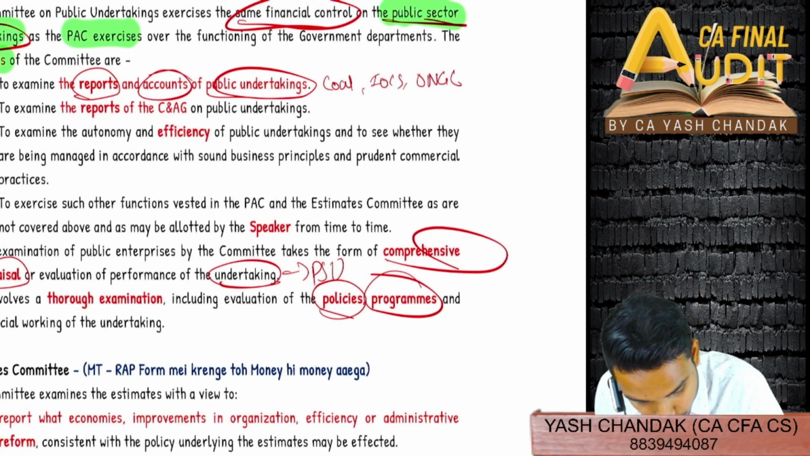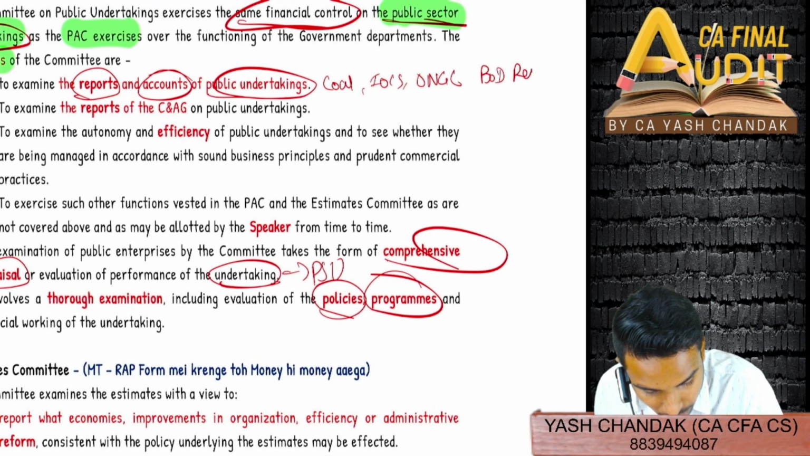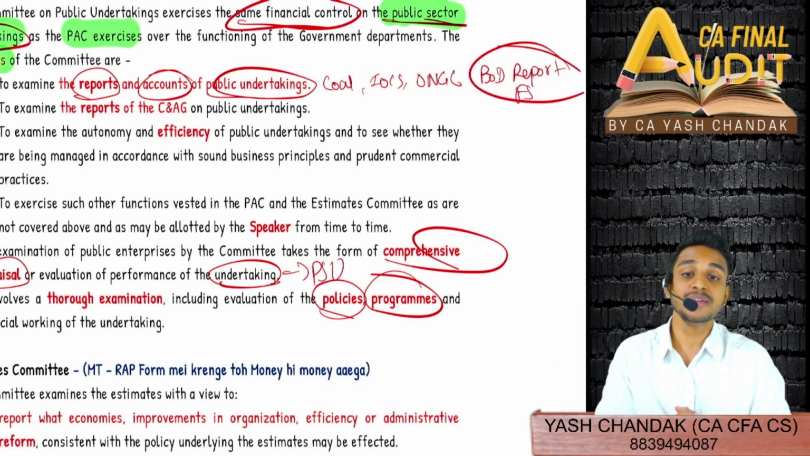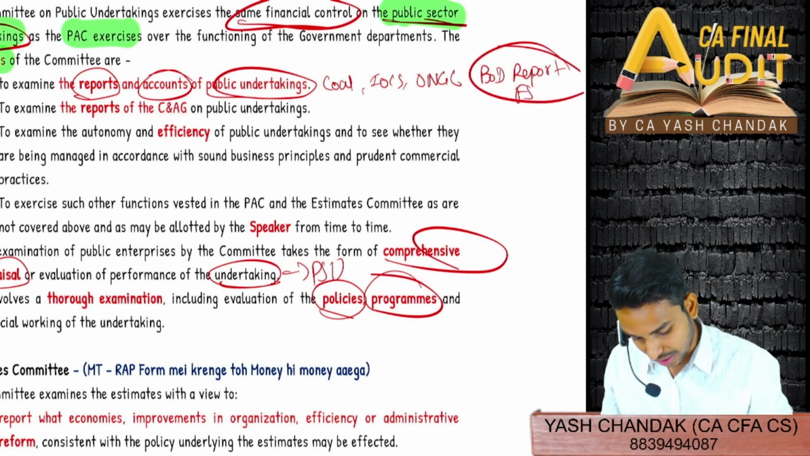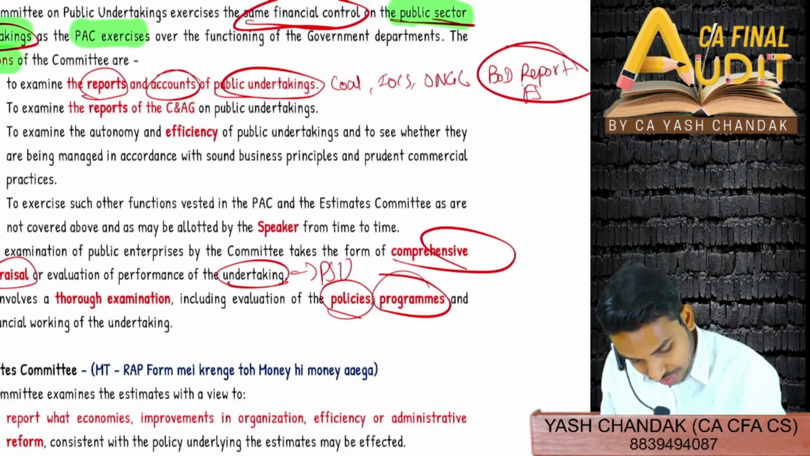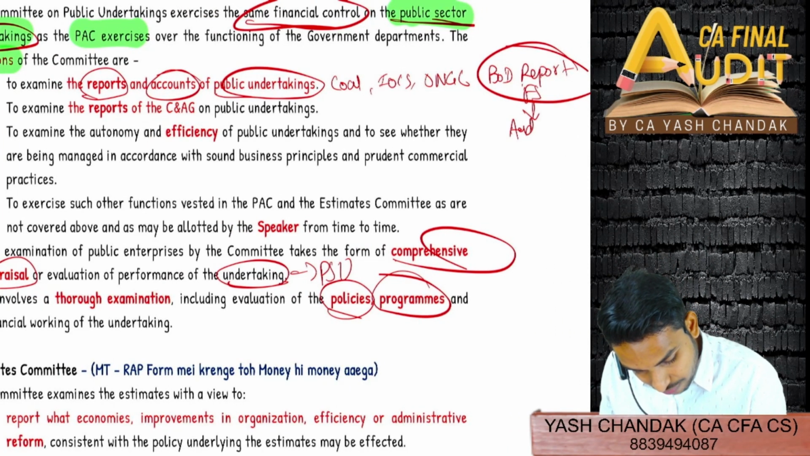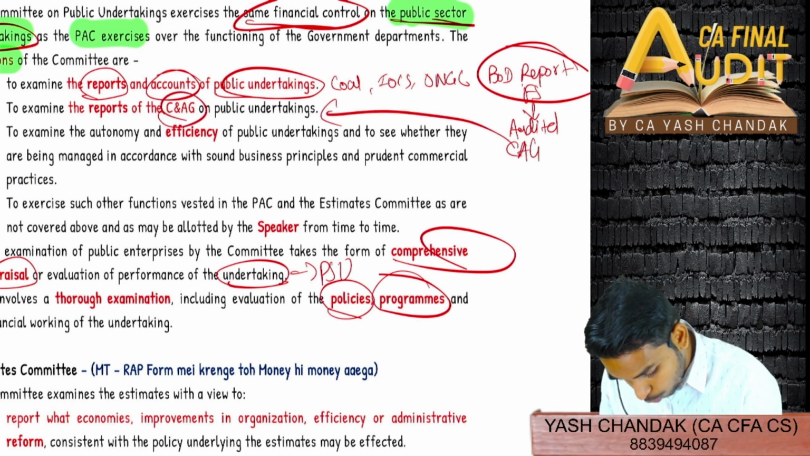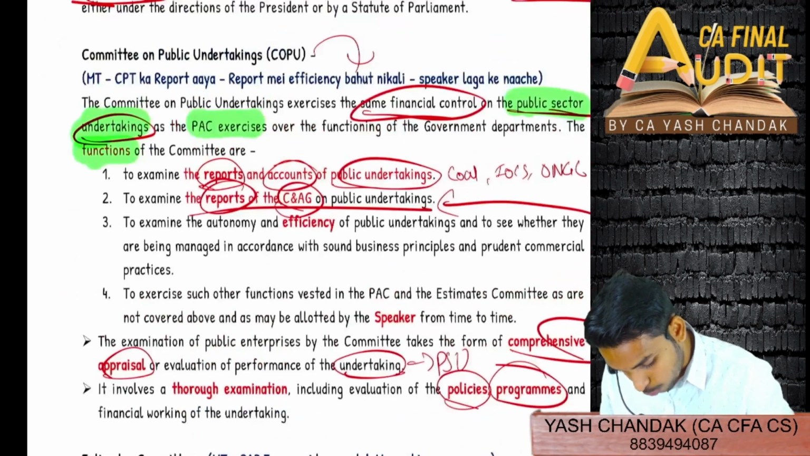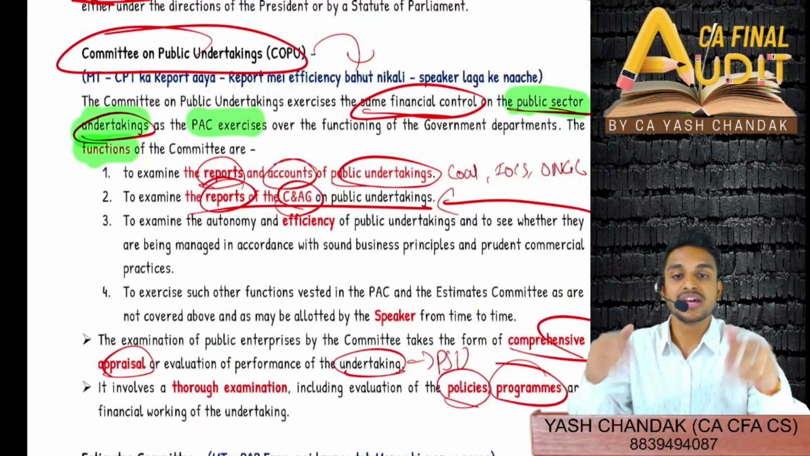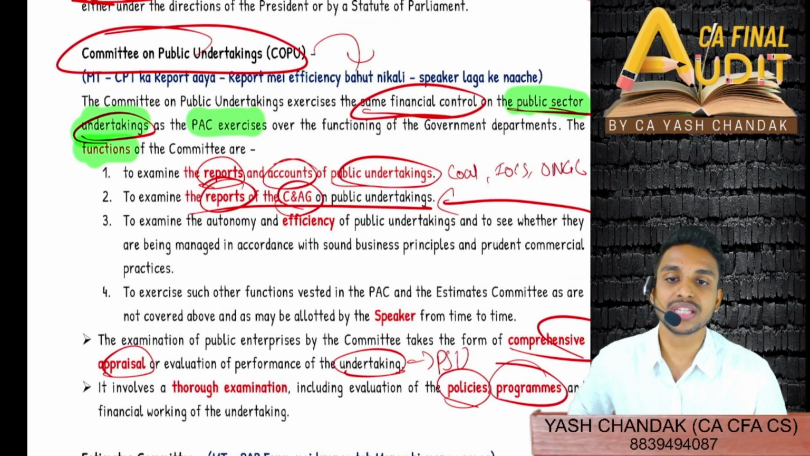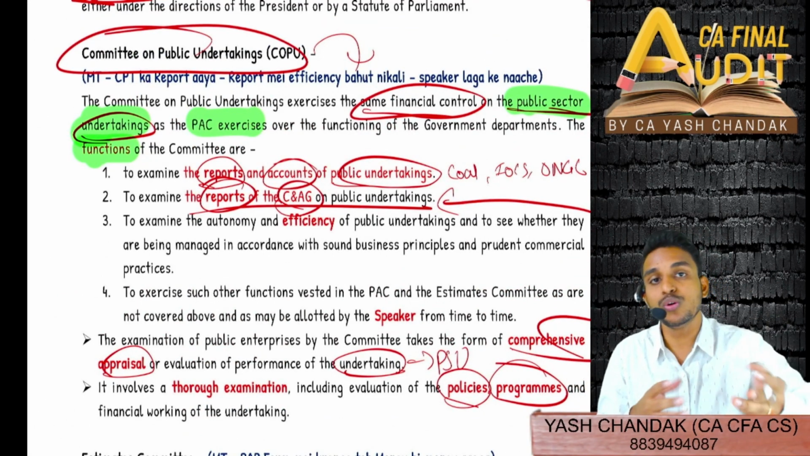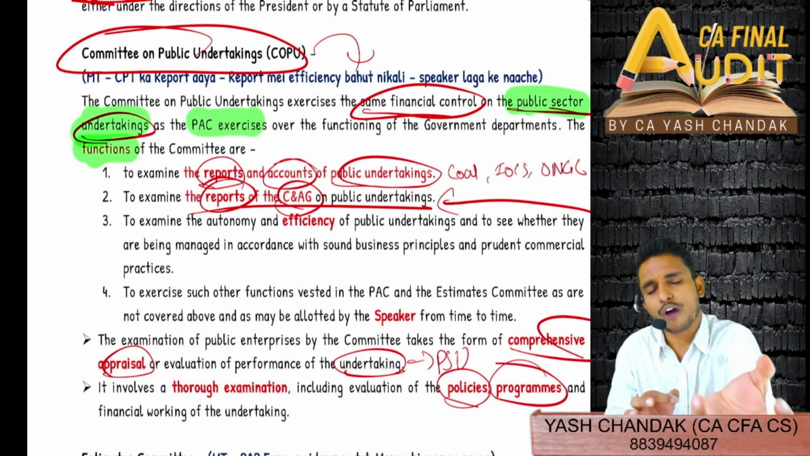The reports and accounts could be what? BOD report, right? Or you can say financial statement. They have to see the board report and financial statement of these public sector undertakings, and then this board report and financial statement will also get audited. And CAG will give his opinion also. So the CAG report also has to be seen by whom? The CAG report also has to be seen by CPU. That is, to examine the reports and accounts of the PSU, and also to examine the reports of the CAG.